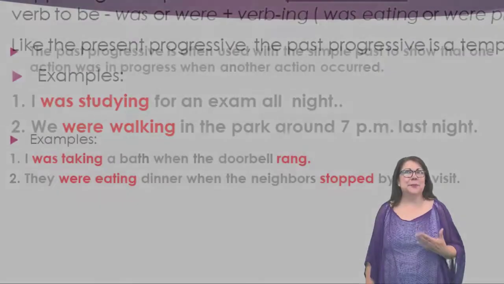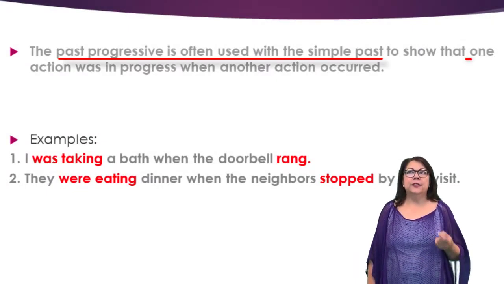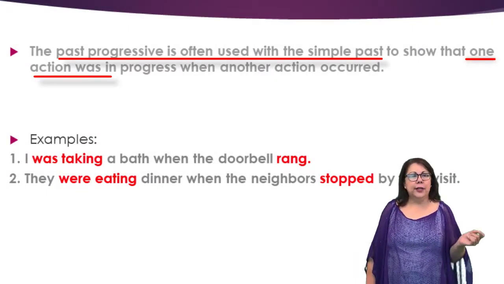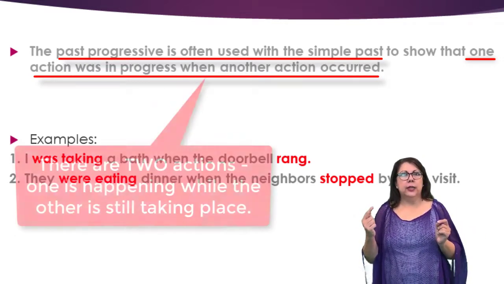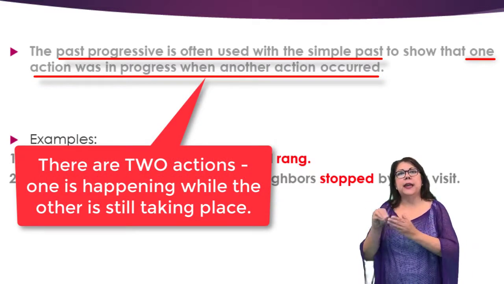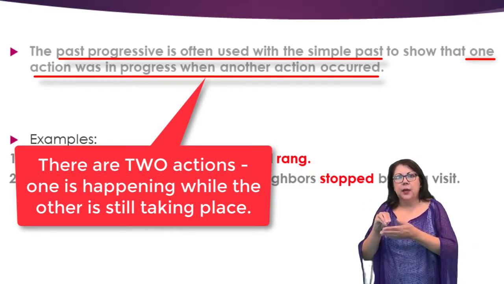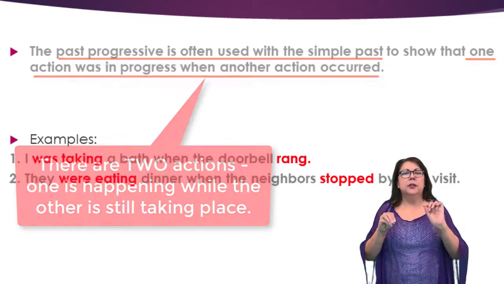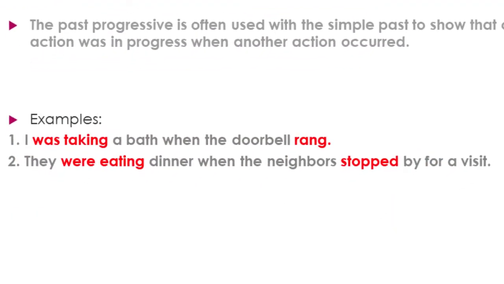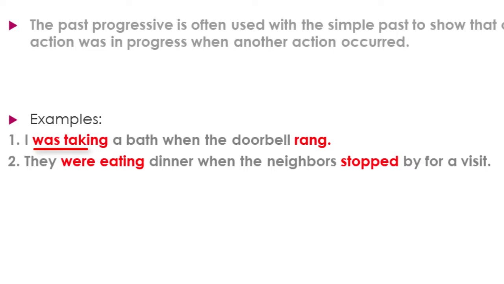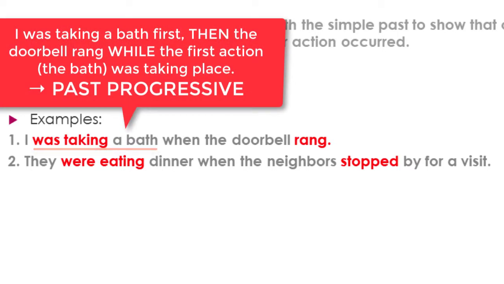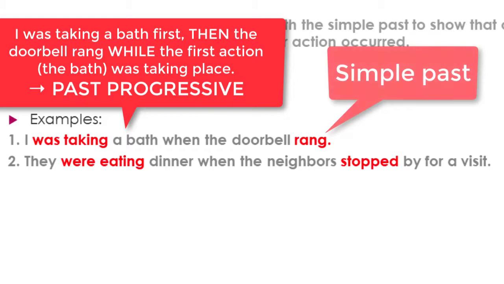Past progressive. The past progressive is often used with simple past to show one action was in progress when another action took place. Okay? So again, 2 actions, but one is happening at the time another took place. So here's some examples. I was taking a bath when the doorbell rang. So which action was happening first? Was I taking a bath or did the doorbell ring? Yeah, I was taking a bath. That's in the past progressive. And then the next one is in simple past, rang.